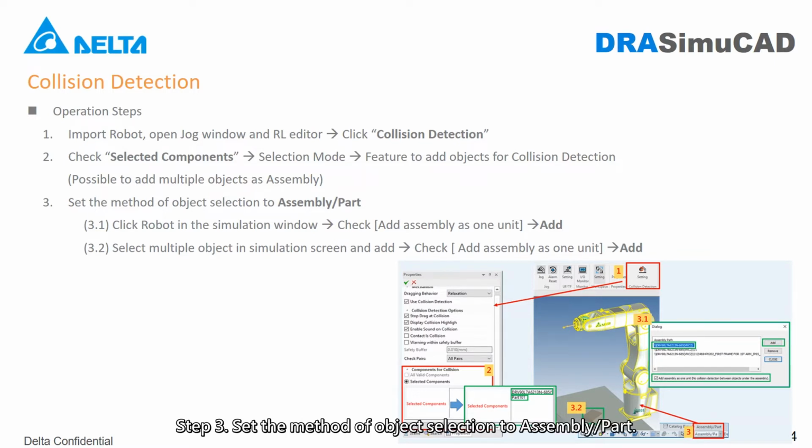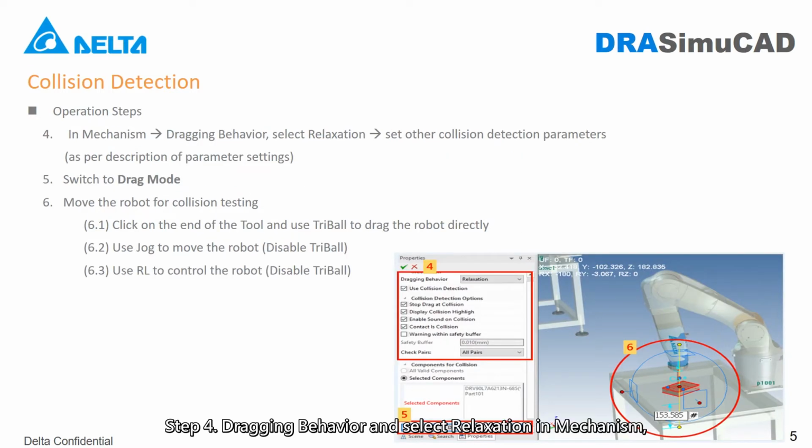Step 3. Set the method of object selection to assembly a part. First, click the robot in the simulation window and then check add assembly as one unit to add. Second, select multiple objects in the simulation screen and add, then check add assembly as one unit to add. Step 4. Dragging behavior and select relaxation in mechanism, then set other collision detection parameters as per the description of parameter setting.